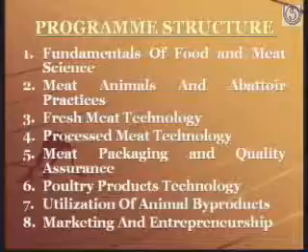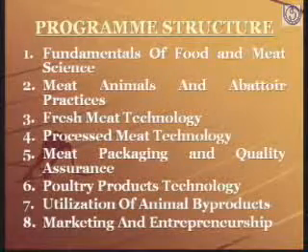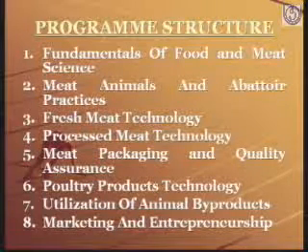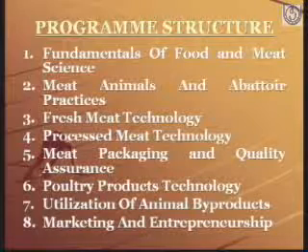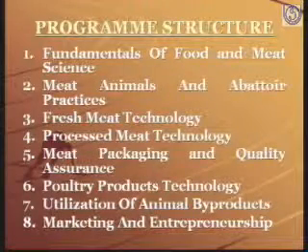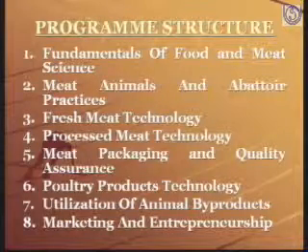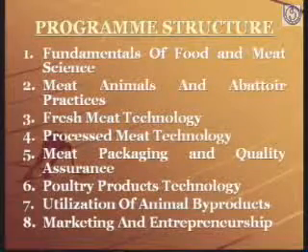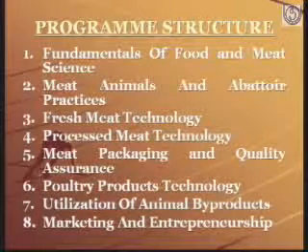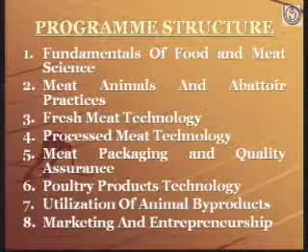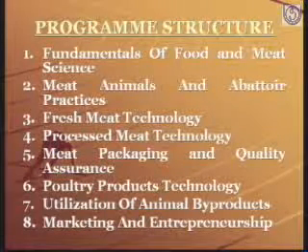The first course is about the fundamentals of food and meat science. Second course is about the meat animals and abattoir practices. Third course is about the fresh meat technology. Processed meat technology is discussed in the 4th course. And the 5th course is about the meat packaging and quality assurance. 6th course is about the poultry products technology. 7th course is about the utilization of animal byproducts. And the last course, that is the 8th course, is about the marketing and entrepreneurship.